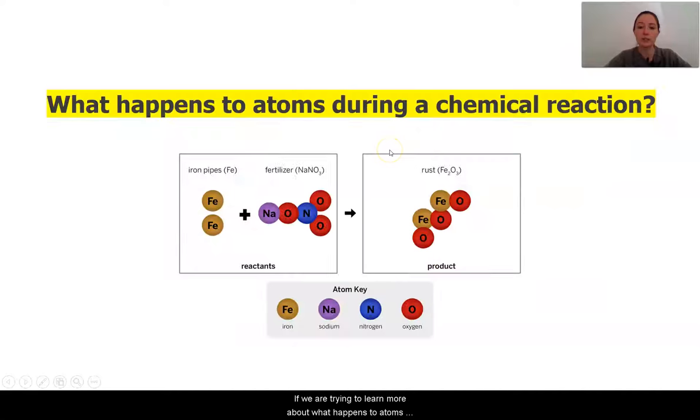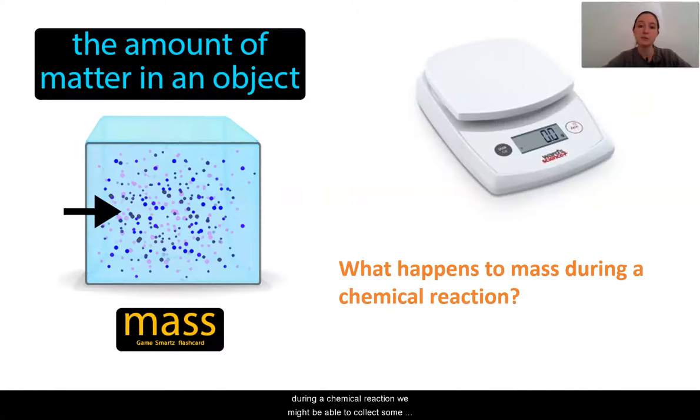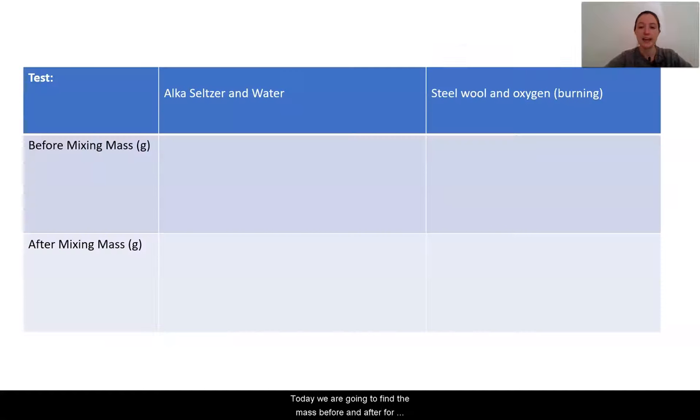So, if we are trying to learn more about what happens to atoms during a chemical reaction, we might be able to collect some evidence by finding the mass before and after the chemical reaction takes place. Today, we are going to find the mass before and after for two different reactions. The first is by mixing Alka-Seltzer and water.